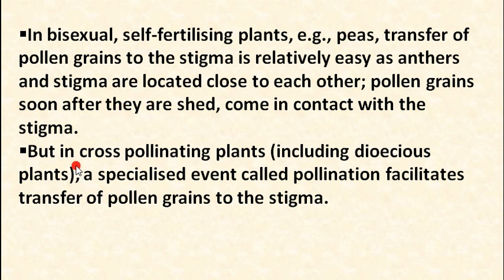But in cross pollinating plants, meaning dioecious plants, a specialized event called pollination occurs. So pollination is the process of transfer of pollen grains from male to the female, to the stigma. Okay, so this is the process pollination. Pollination means transfer of pollen grains to the stigma. This is in the case of cross pollinating plants, for example dioecious plants. Dioecious means the male and female plants are different, not in the same plant.